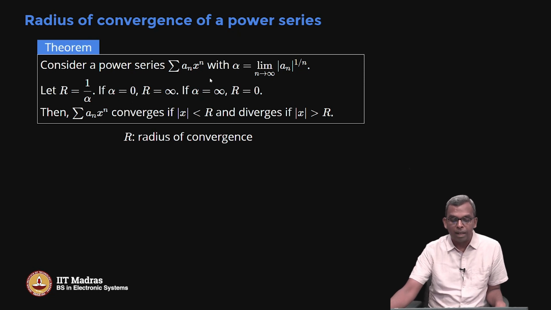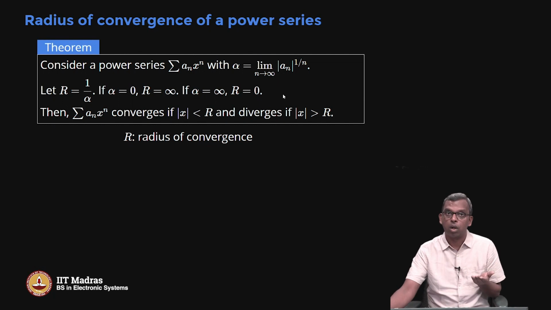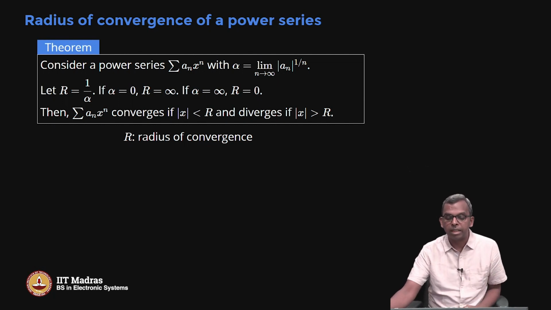So if there is an alpha for which this root test limit, mod a n power 1 by n, exists, then this power series converges if mod x is less than this r, and it diverges if mod x is greater than r. We saw this typical behavior in a couple of examples, and it's true in general whenever this root test limit exists for the sequence a n. Very nice, isn't it?